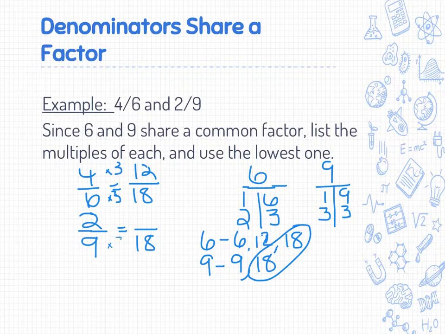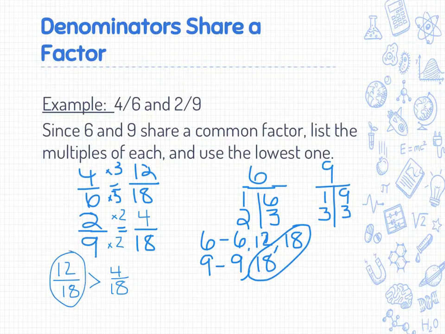Nine times 2 is 18, so I would also multiply this top by 2, and I get 4. Now I can easily see that 12/18 is greater than 4/18 because we have the same size pieces. They're both 18ths, but with 12/18 there are more of them.